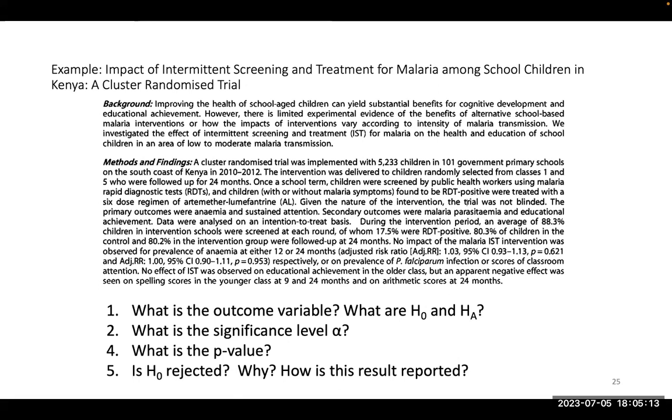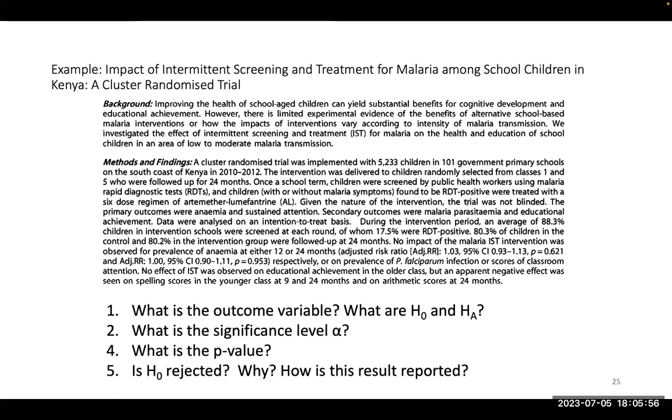So if you are quantifying the risk of anemia at months 12 and 24, and you have an adjusted risk ratio, forget the adjusted for now, of 1.03 with a 95% CI of 0.93 to 1.13, then the 95% confidence interval contains 1. That means it's not significant. So this intervention was not significantly different from the control group in terms of risk estimates. That's what you need to take home from this. But we'll get to risk ratio in the next class.